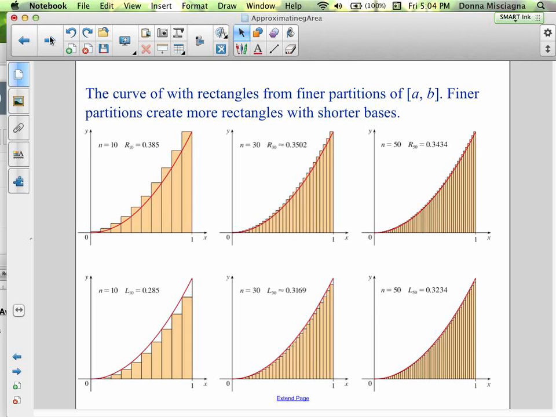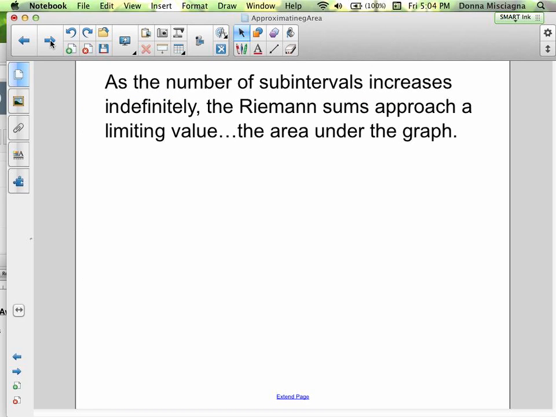Now with 50 rectangles, the right Riemann sum is 0.3434. The left Riemann sum is 0.3234. So those are coming closer together as our approximation is getting better and better. As the number of subintervals increases indefinitely, the Riemann sums approach a limiting value, the area under the graph.